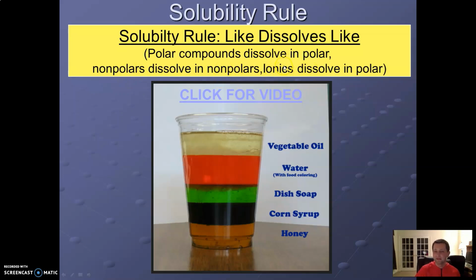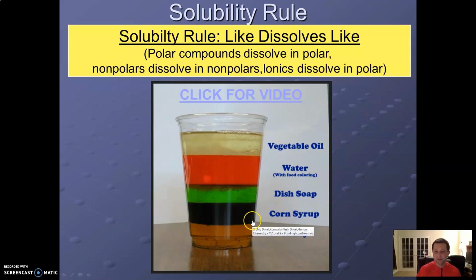And this looks a little weird right now. It won't look as weird next lesson. Ionic compounds dissolve in polar. For ionic, you want to think of something that's ionic as being super, super, super polar. Something that's ionic is like ultra polar. So it's going to dissolve in something that's polar, like water.